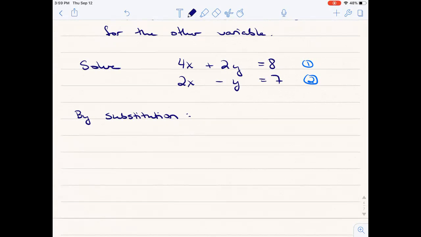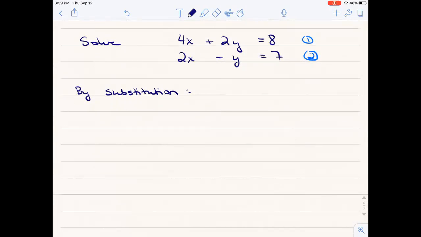Remember, the idea is that we're going to solve for x or y in one of these equations and plug it into the other. There's lots of options, 4 options. You can solve for x in equation 1, y in equation 1, x in equation 2, or y in equation 2. It doesn't matter. Just pick something that's going to be easy to deal with later. As you practice, you'll see what's going to be easy and what's going to be hard. Typically, dealing with fractions is not that fun. You have to add fractions, subtract fractions, yuck.